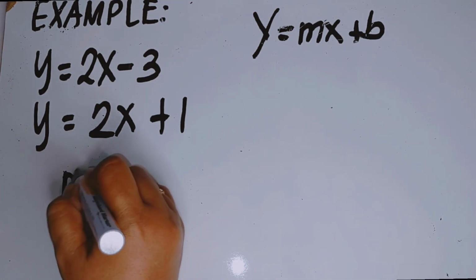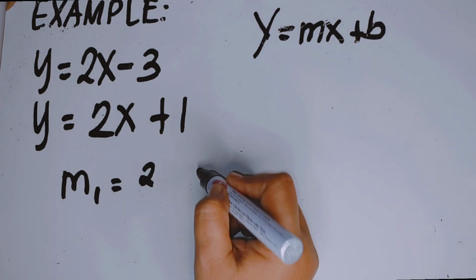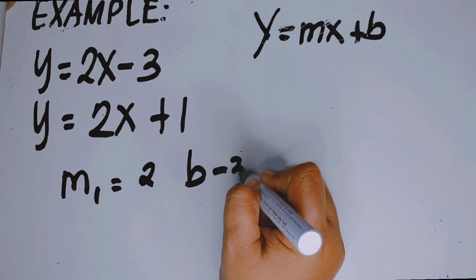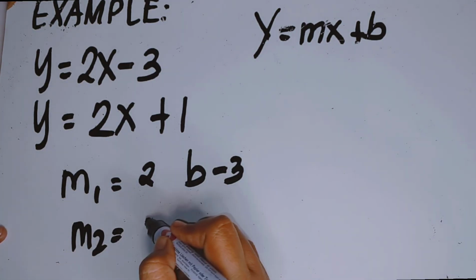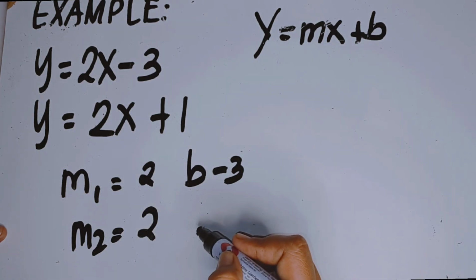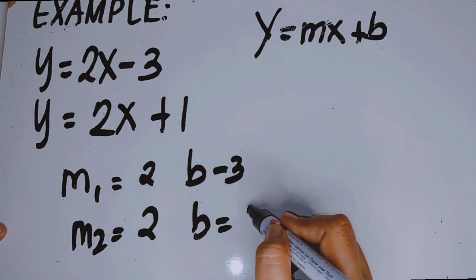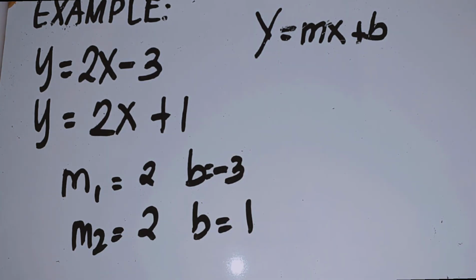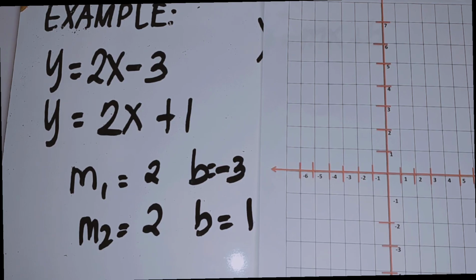So, m sub 1 is equal to 2 and the y-intercept is negative 3. Sa second equation naman, m sub 2 is equal to positive 2. Then, ang y-intercept niya is equal to positive 1. So, wala na tayong sinolve kasi given na siya. Okay, matapos nating makuha ang slope at y-intercept, igagraph na natin siya.